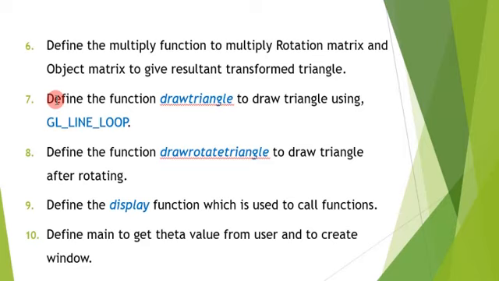The seventh step is to define the function draw triangle. That is what we discussed previously, to create the triangle. Here is how we are going to draw the triangle, right? So define the function draw triangle to draw the triangle using GL_LINE_LOOP. Now, why we are using GL_LINE_LOOP is because the line that we are creating is in the loop form, right? So the ultimate result is the triangle, that is the loop. So that is the reason here.